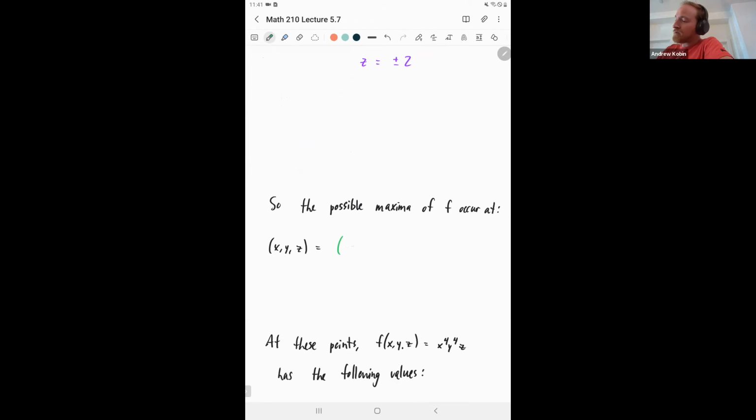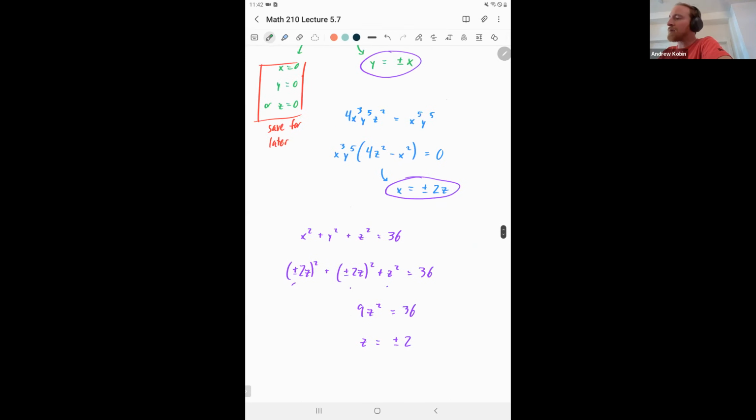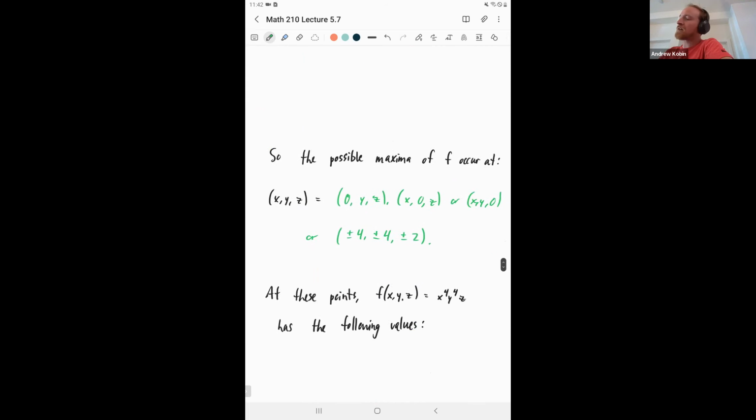And first of all, I just want to remind you, we could have the x, the y, or the z coordinate equal to 0, and I'm going to write those points that way. Or we could have any of the points of the form plus or minus 4, plus or minus 4, plus or minus 2. Those are what come from setting z equals plus or minus 2 and using the things that I circled in purple up above for x and y. This really cut our list down dramatically.